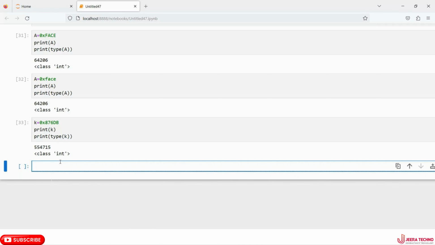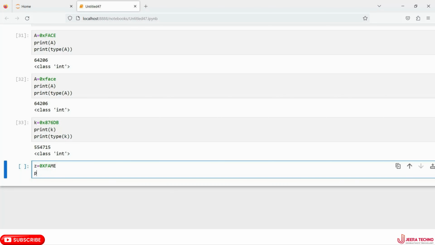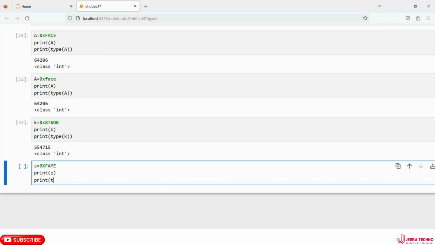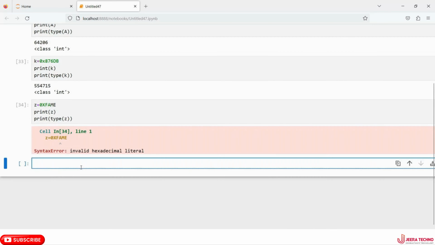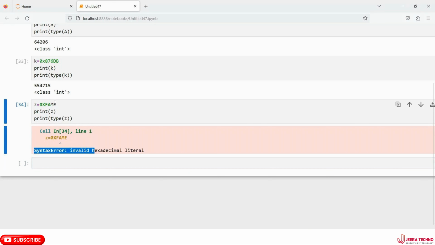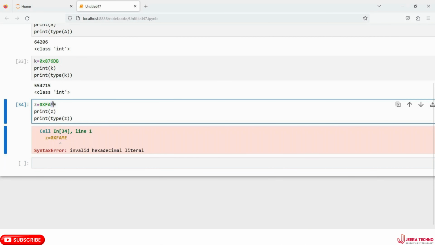Okay, tell me Z equal to 0X, with a capital X, and then M. Now tell me what is the value? Print of Z. Now print of type of Z. Error. Because why? Invalid: M is not a defined hexadecimal literal. Yes, M is not defined. We should not use an M value in a hexadecimal value.